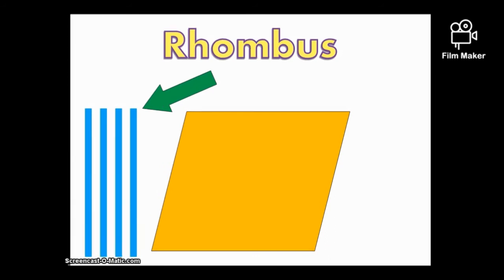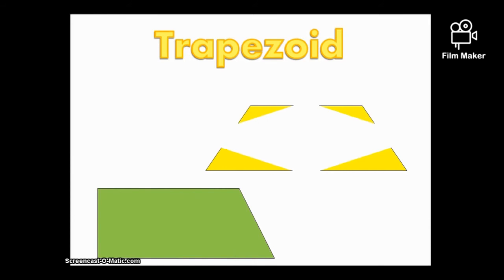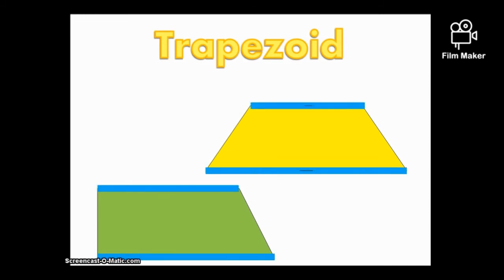And our last quadrilateral for today is called a trapezoid. Now trapezoids can come in many different forms that look kind of different from each other, but they're all still trapezoids. The main thing is that they just have one set of parallel sides. Only one. The other side is not parallel.